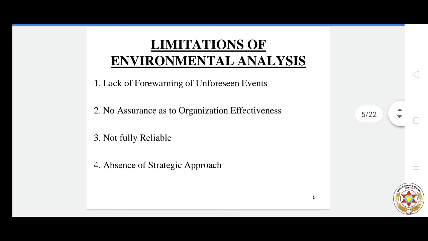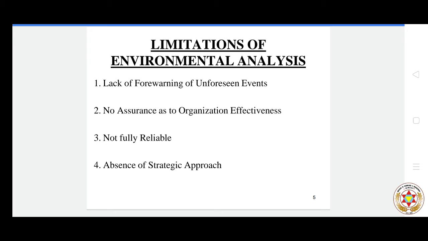Let's come to the limitations of environmental analysis. The first one is the lack of forewarning of unforeseen events. That is, environmental analysis does not predict the future. It does not eliminate uncertainties for the organization in the future. And second is no assurance as to the organization's effectiveness. That is, environmental analysis does not ensure organizational effectiveness. It acts only as an input in strategy development and testing.